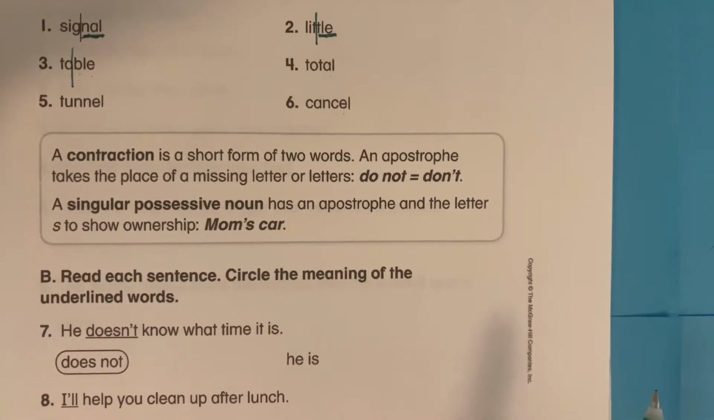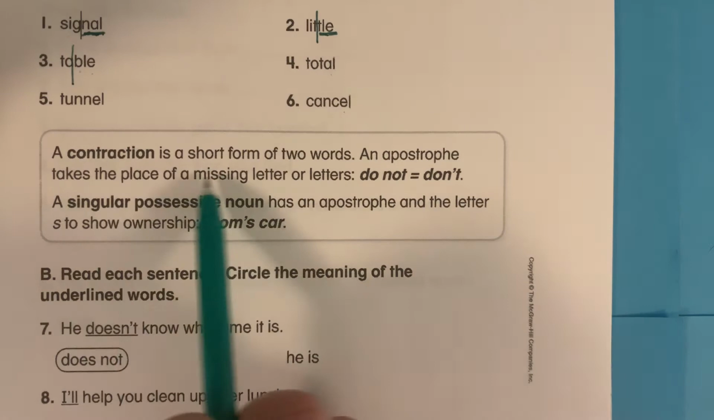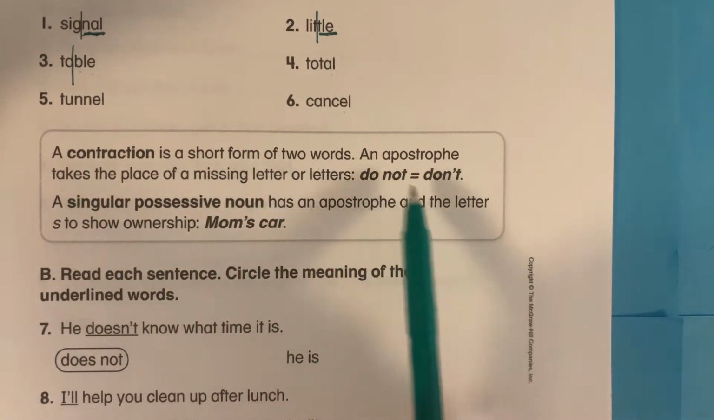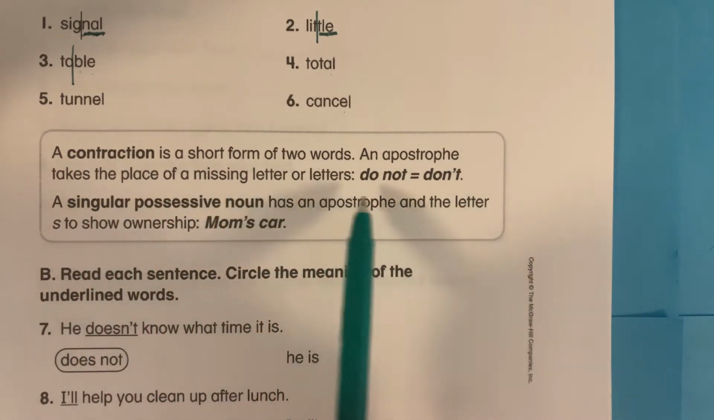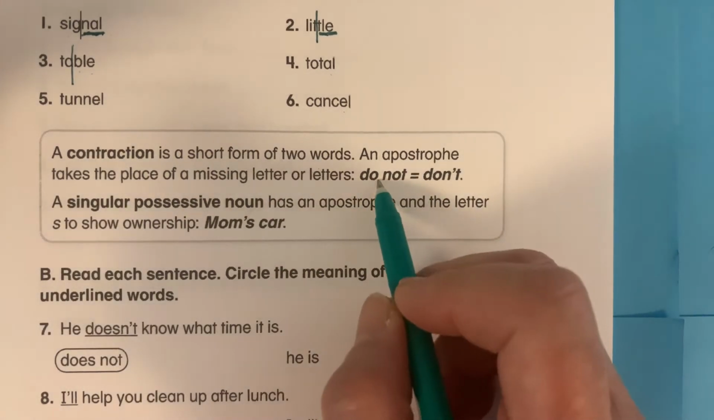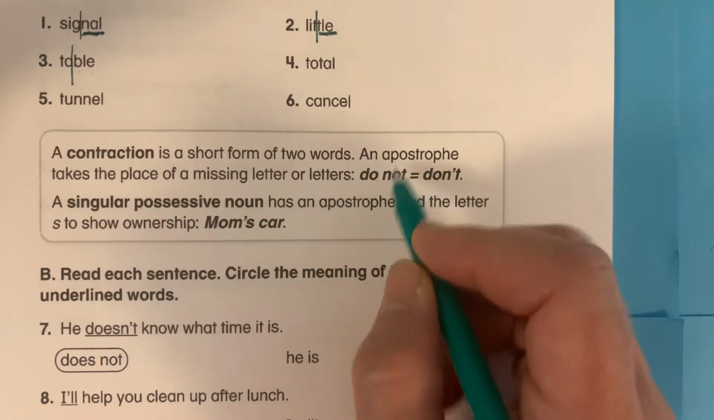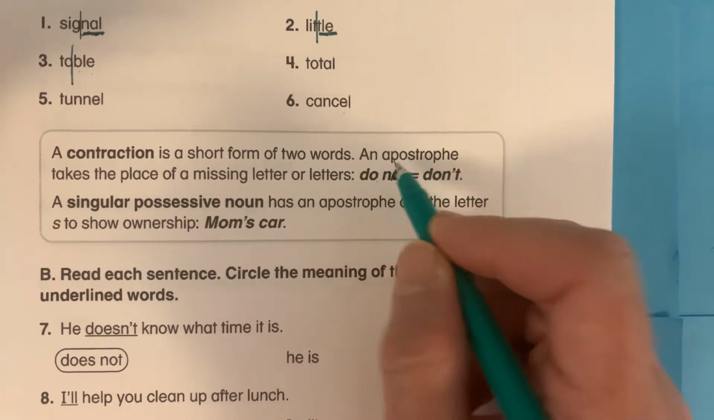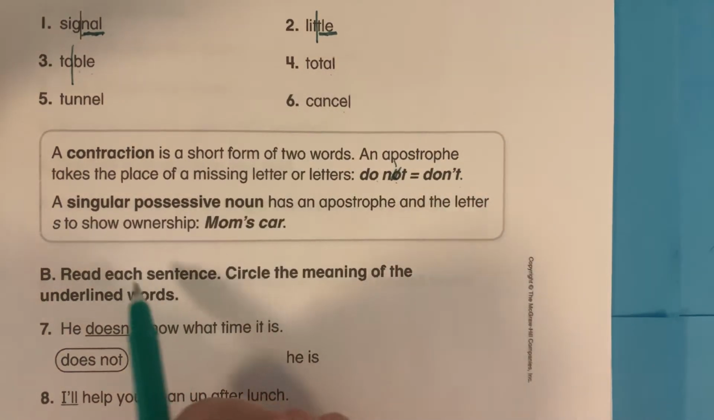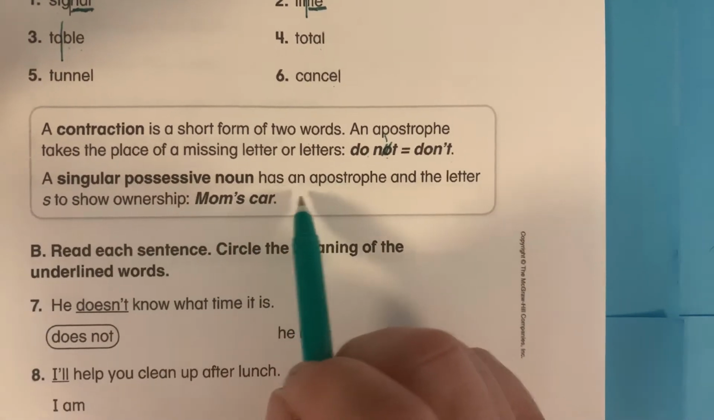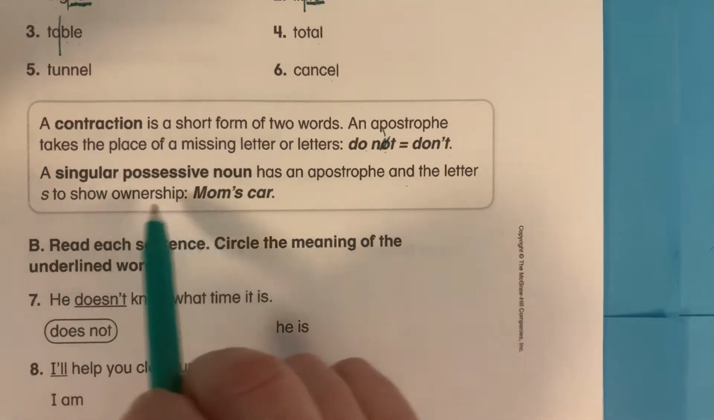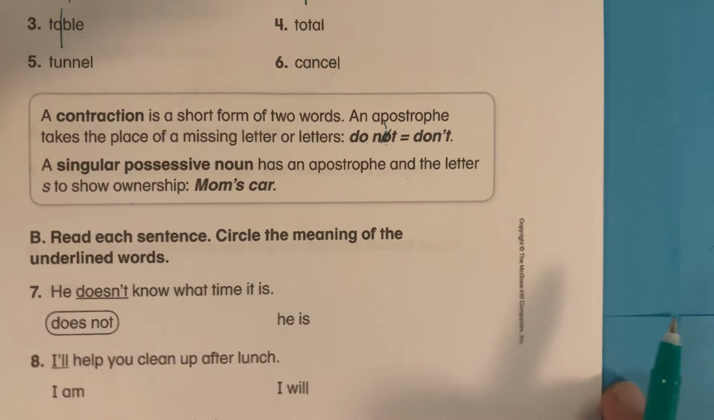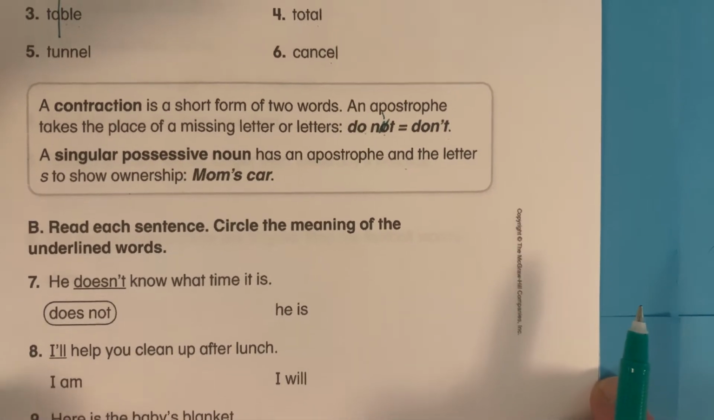And next, you've worked with contractions all year. A contraction is a short form of 2 words. An apostrophe takes the place of a missing letter or letters. So in do not, you take away the O right here, and you add an apostrophe for don't. A singular possessive noun has an apostrophe and the letter S to show ownership, mom's car. So that's another place that you use an apostrophe to show ownership.